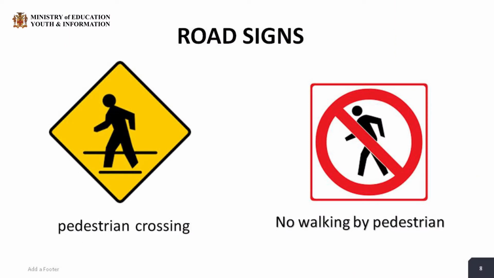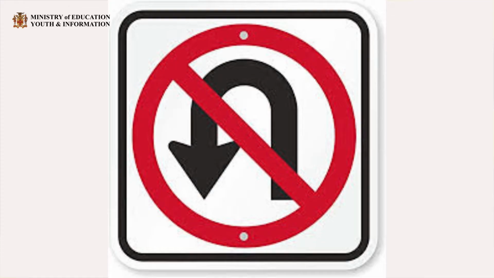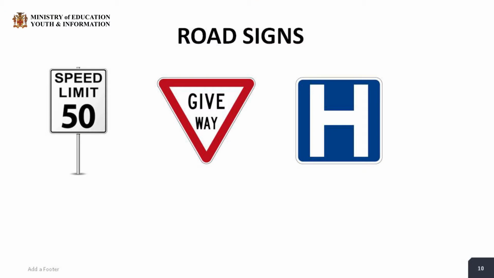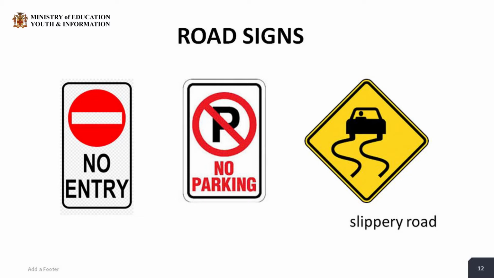Let us now identify a few road signs that we will see on the road. Pedestrian crossing, no walking by pedestrians. When driving, stop, yield, no U-turn, speed limit, give way. Hospital, do not enter. Road narrows. Traffic light, no entry, no parking, slippery road, among many others. All these signs, children, help to keep us safe.